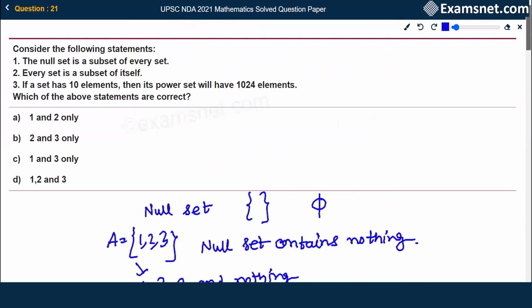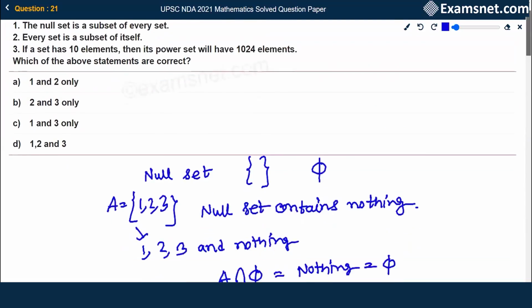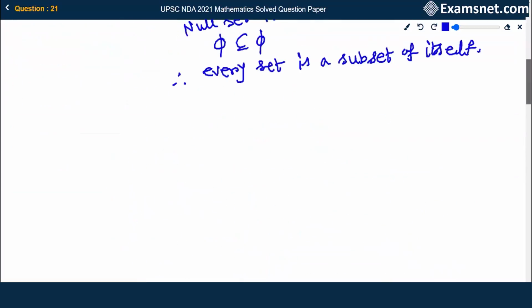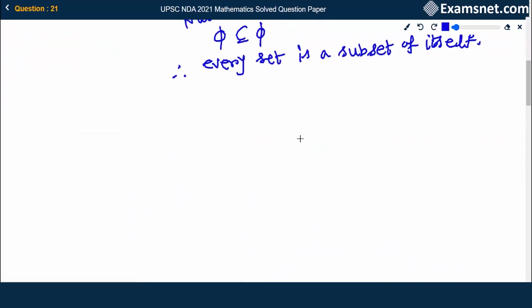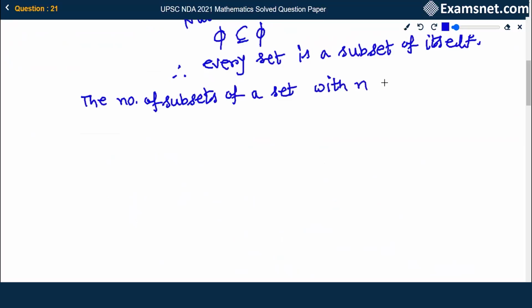Now come to the third statement. First let me tell you how to find the number of subsets of a set with n elements. The number of subsets of a set with n elements is 2 to the power n.